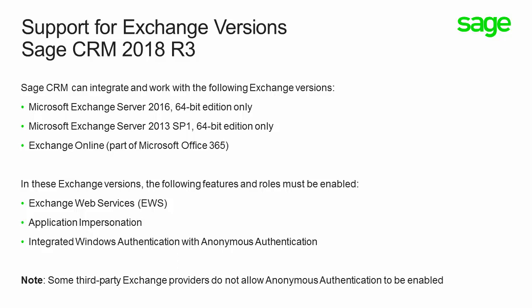Now, please note that this can be the stumbling point in which we don't allow for Sage and Exchange integration to take place, because some third-party Exchange providers don't allow anonymous authentication to be enabled, so this can be an immediate stumbling block for our integration.